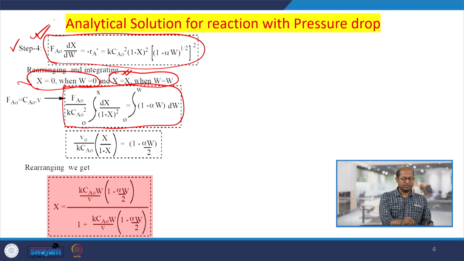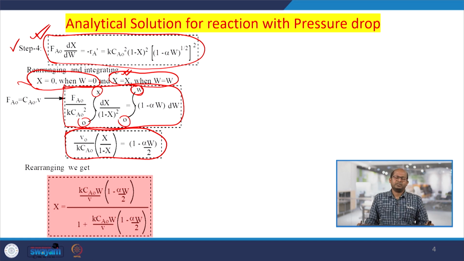So, we rearrange this equation, and after that we integrate with respect to these boundary conditions: when X equals 0, the catalyst weight equals 0, and when the catalyst weight equals W, the conversion would be X for that particular reaction stage. After integrating, we will get this. And if we rearrange these equations, then we will get X equals to this.